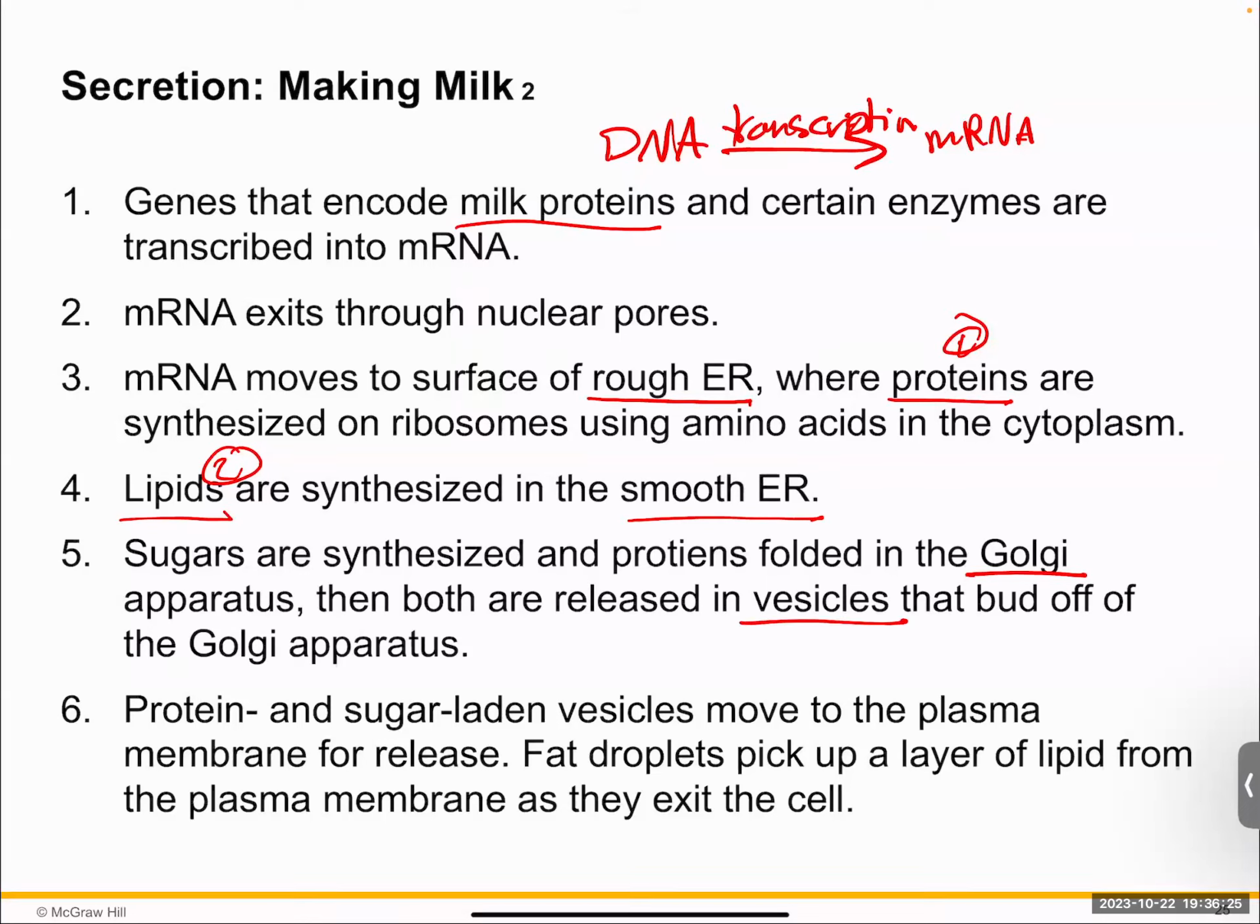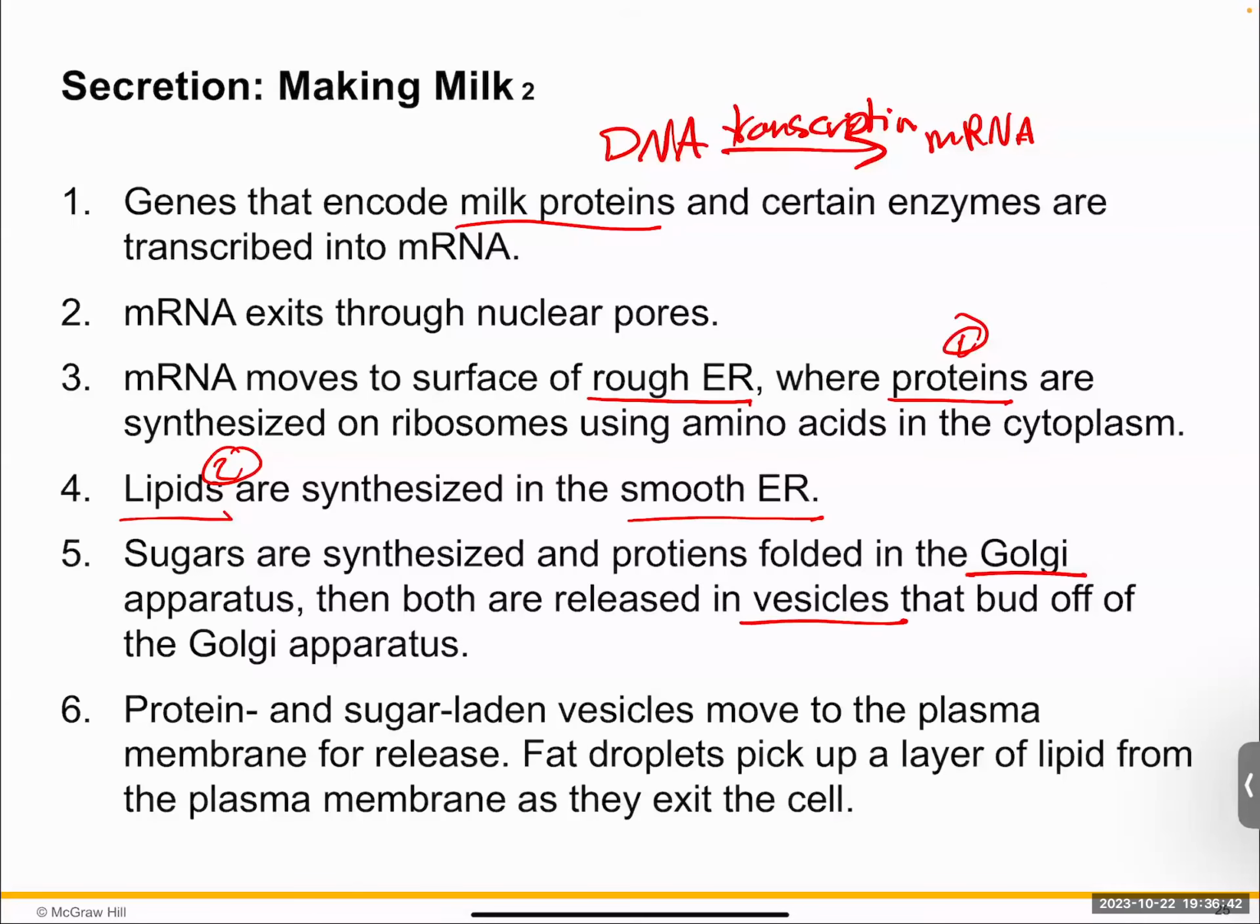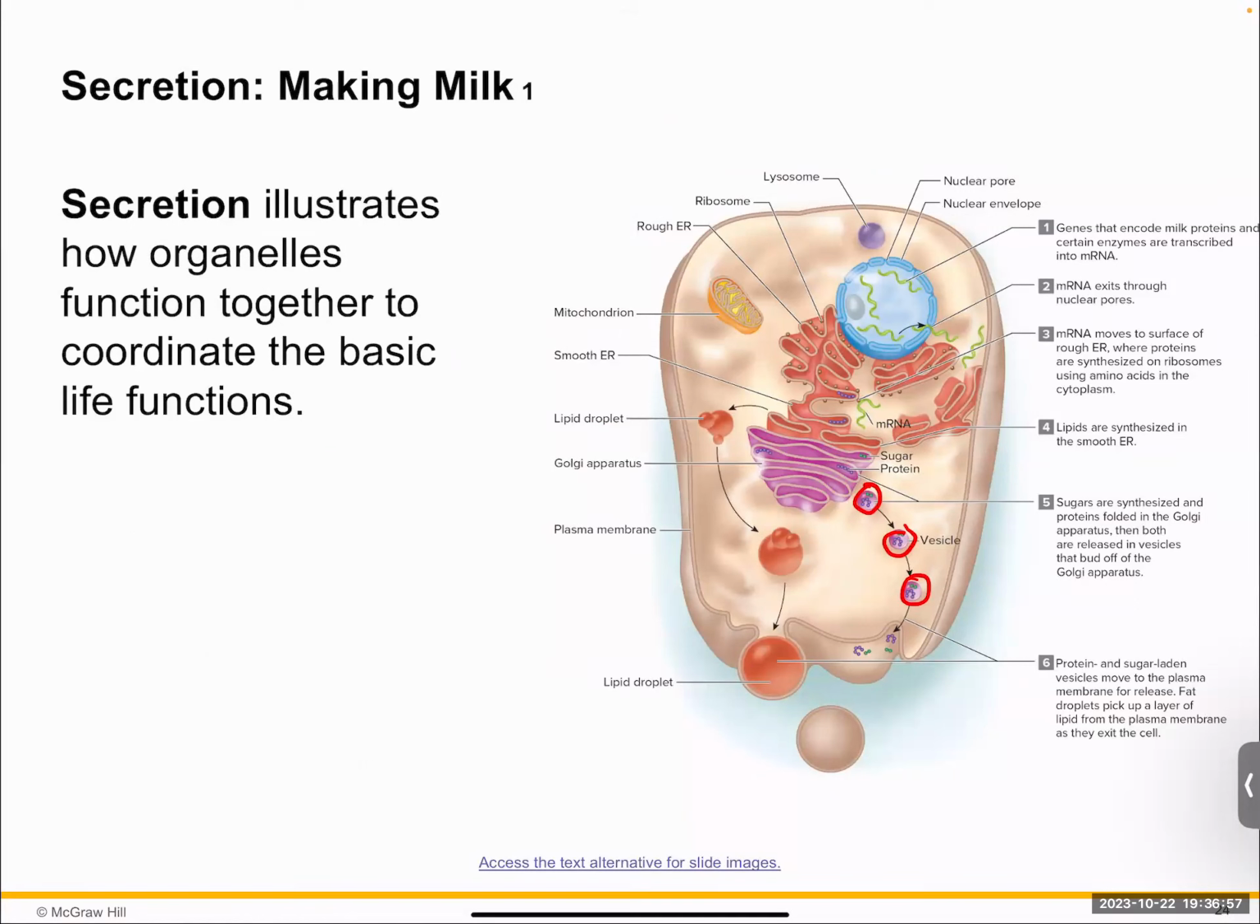So they process the fat, they process the proteins, and then when they're done, they pack them into these vesicles, and that's brought off from the Golgi apparatus. You can see that by looking at these pictures. So basically, this is what they're talking about. Now, after that, these vesicles are going to move to the plasma membrane. They merge with the plasma membrane, and then they get released to the outside.